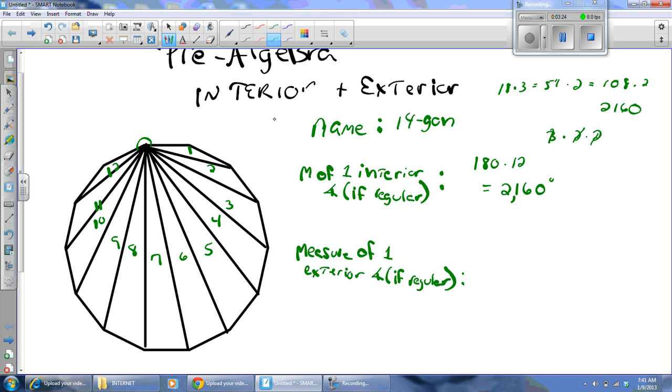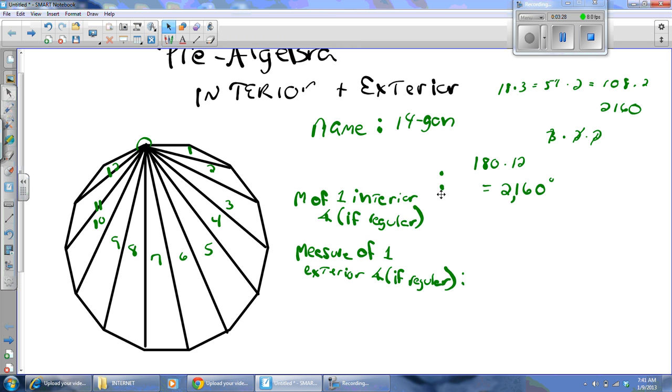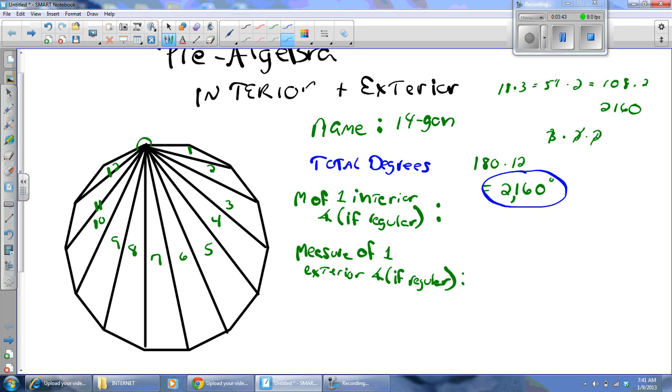Oops, I put that in the wrong place, didn't I? Give me 1 second here. So this would be total degrees. Sorry about that. And that's 2,160 total degrees.